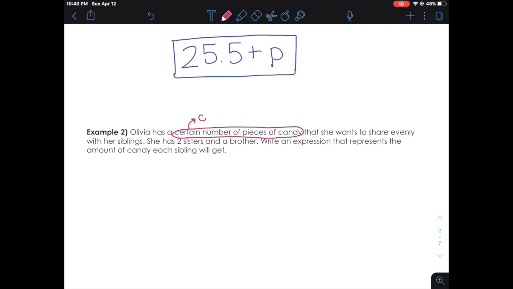Okay, and it looks like we're going to be sharing evenly. When I'm going to share evenly, what operation does that signify? Division. Okay, so it looks like we're going to take this total number of pieces of candy that she has and divide it evenly among her siblings. It says she has 2 sisters and a brother. So how many total siblings is that? 3. All right, again, we have to write an expression that represents the amount of candy each sibling will get.